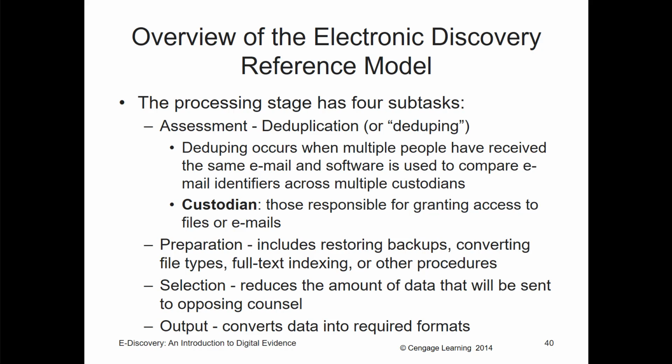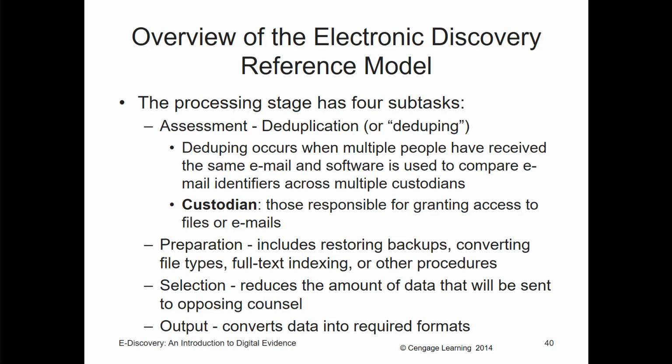Duping occurs when multiple people have received the same email and software is used to compare the email identifiers across all of them. Multiple custodians. A custodian is someone responsible for granting access to files or emails. Preparation includes restoring, backup, converting file types, full text indexing, and other procedures. The selection process reduces the amount of data that will be sent to opposing counsel. And output, which is converting data into the required formats.